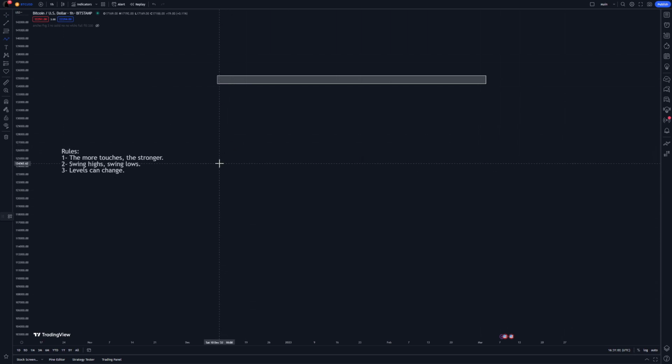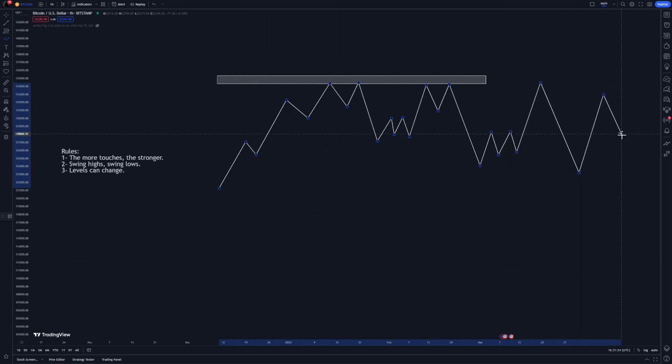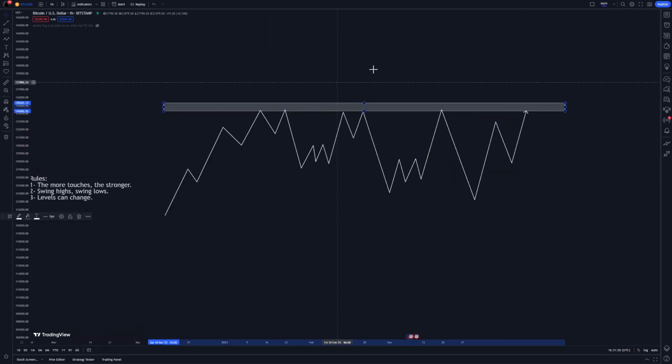Now, let's say price is making higher highs and higher lows, right? And then we hit a resistance level. What makes this level strong and more probable to play out in our favor is if it gets touched as many times as possible. Now it keeps getting touched, and we're not able to break through it.